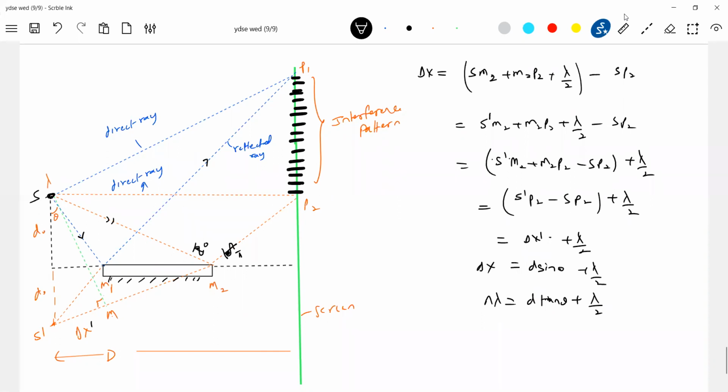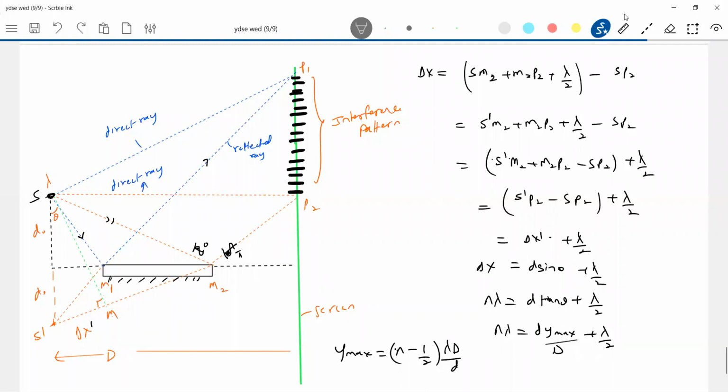Tan theta will be y max by capital D. So if you solve this, y max will become, I'll write directly, lambda capital D by small d. It's a reverse, no? Reverse of that we are getting. This is for maxima. For maxima, what happened? We'll get this condition here.